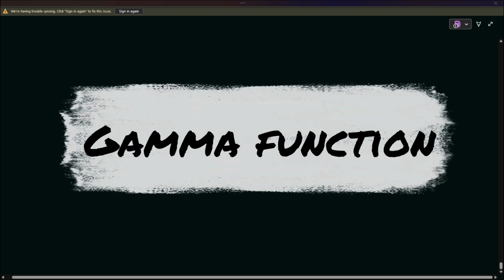Welcome to this video. As you might have seen in the thumbnail, in this video we are going to explore the gamma function, and ultimately we are also going to explain how to find something like minus half factorial, and why this value is important. So we will start off with the definition of the gamma function.